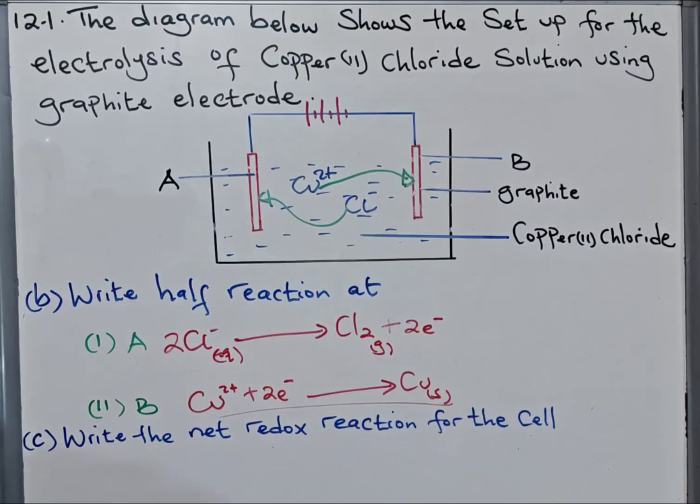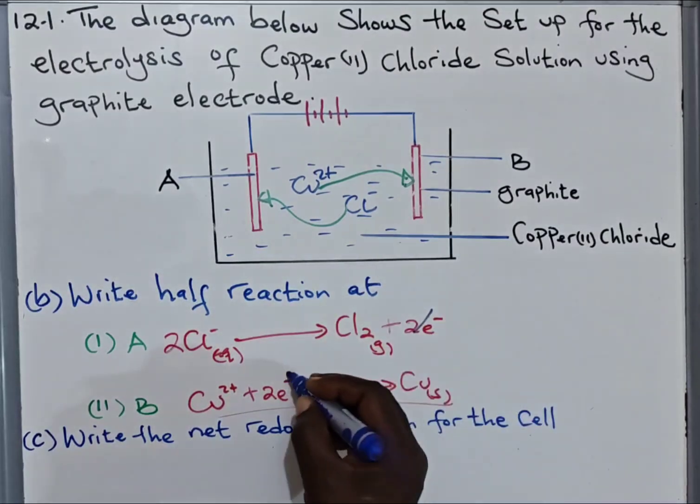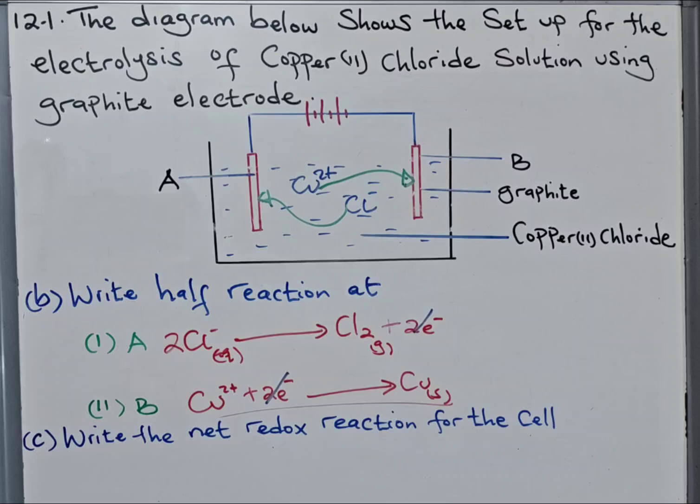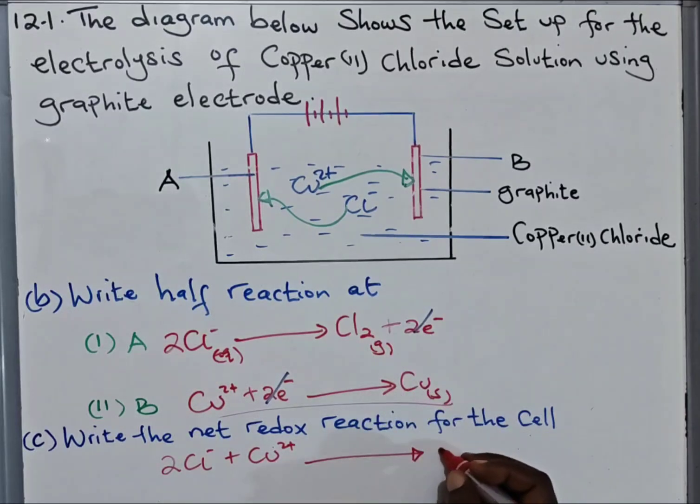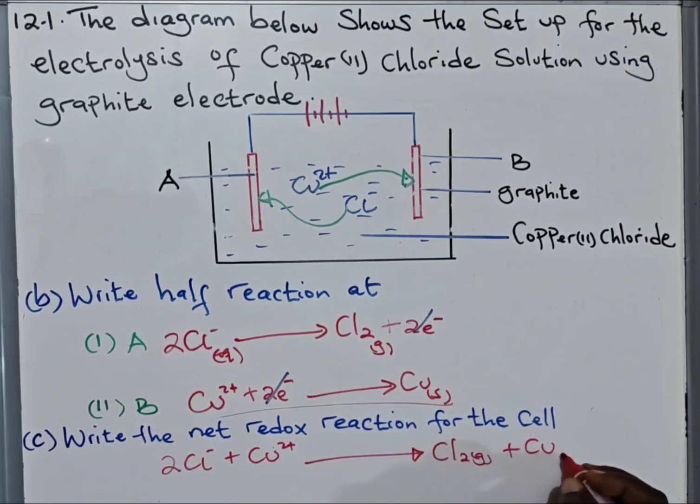In adding them, this is what you have to know: the electrons here, the number is the same as this one, so they cancel out. And after cancelling out, you write what is remaining. So we are having 2 chloride ions here, plus copper ions. Okay. Then taking us to the product side, what do you have that side? It's chlorine gas, plus copper solid. So what you have here is the net redox reaction.